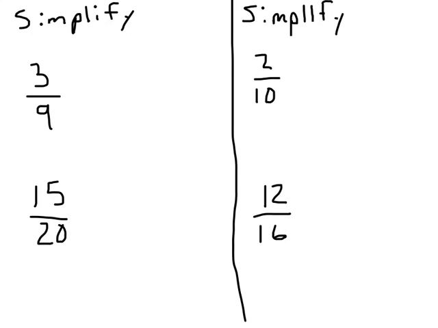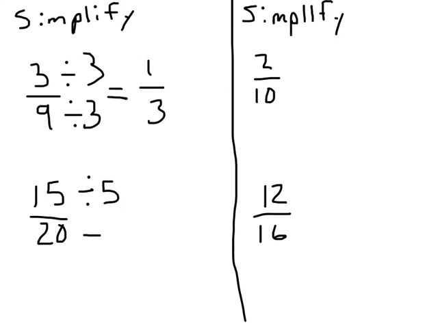Now let's do our last warm-up skill. Simplify these fractions. What's a number that goes into 3 and 9? 3 goes into both. When I divide 3 and 9 by 3, what's the new fraction that I get? It's 1/3. What's a number that goes into 15 and 20? 5 goes into both. When I divide both 15 and 20 by 5, what's my new fraction? It's 3/4.